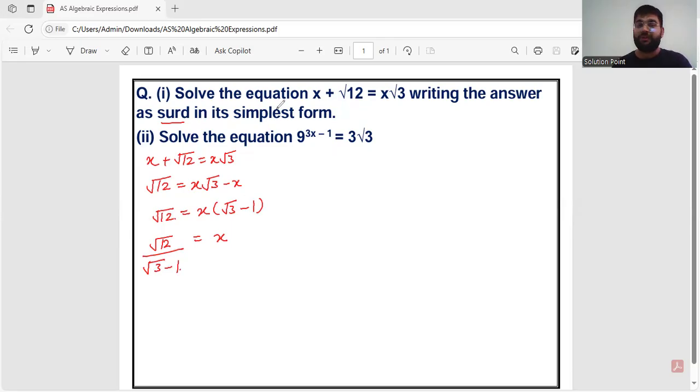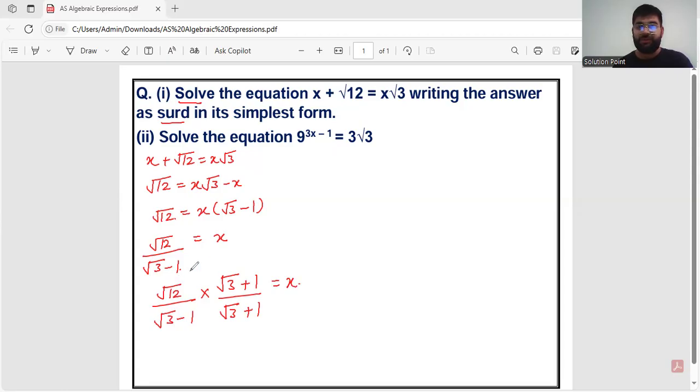Now since we need to work out the value of x, and it is mentioned that we need to solve this equation, what I can do here is rationalize this expression. So this is square root 12 upon square root 3 minus 1. To rationalize this, I will multiply the numerator and denominator by the opposite sign of this denominator, and this will be the value of x.